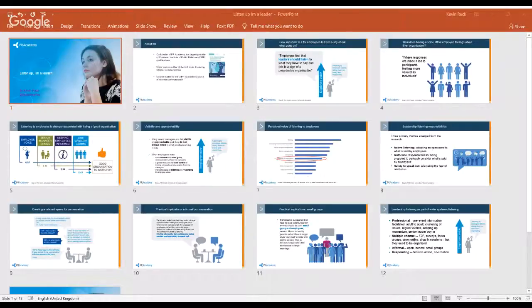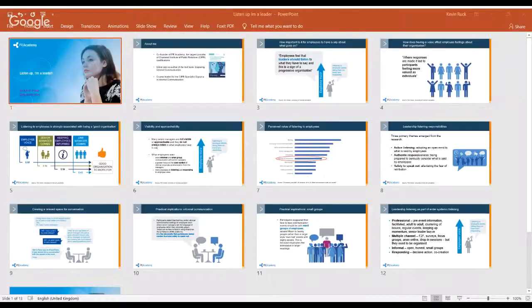So it seems to us that when it comes to listening to employees, this data suggests that leaders are more inclined to listen to external stakeholders than they are to employees, and that's a bit of a curious finding to us.